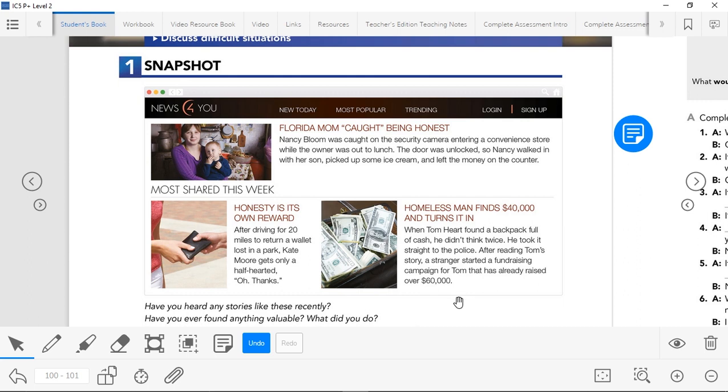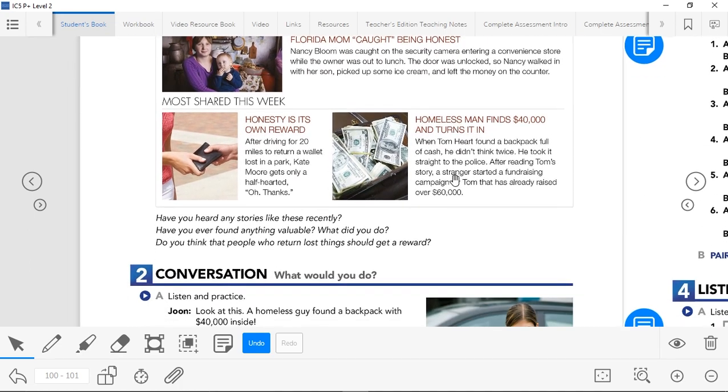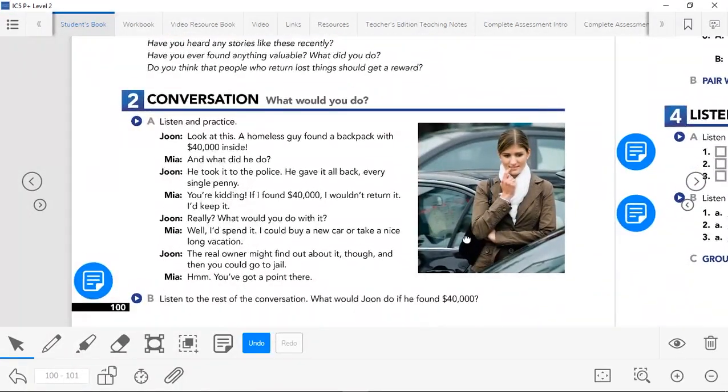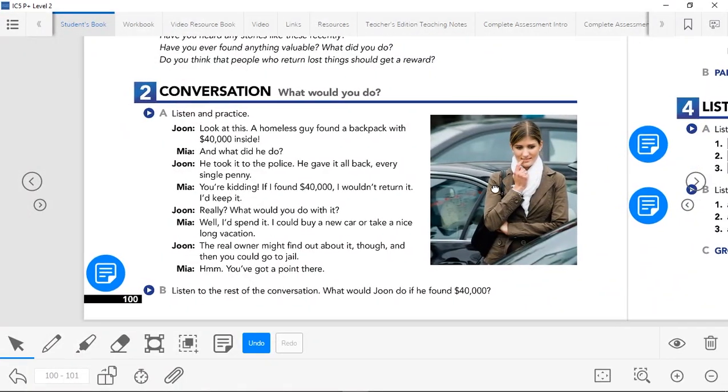Okay, so he had the opportunity to keep $40,000 for himself, but he didn't say, oh no, I will not get involved with that, and just gave it back to the police. Someone saw the story and started a fundraising, and he now has more than $60,000, so it's even better. Being honest is always better, people. Always be honest.